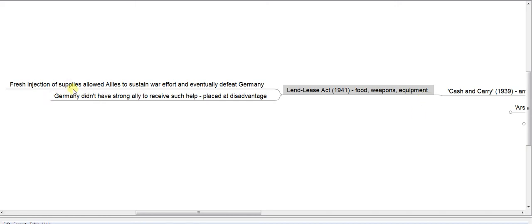So the fresh injection of supplies allowed the Allies in Europe itself to sustain the war effort and eventually defeat Germany. These items helped them to keep fighting, because without them the war effort would have been in vain. They would have had to surrender because they didn't have enough resources. So these resources kept the British going and also kept the Soviet Union going to sustain the war effort against the Germans even before the Americans entered the war. So this was very, very important to the Allied powers.